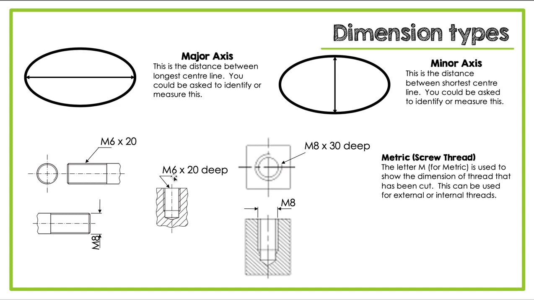As you can see through here, there's a couple of different ways that you might see it. You might just see the M6, which would be the metric thread is 6mm times 20, so it's 20 deep. M6 times 20 deep, M8 times 30 deep, or you might just see M8, and that just shows that this thread here is to an 8 diameter.